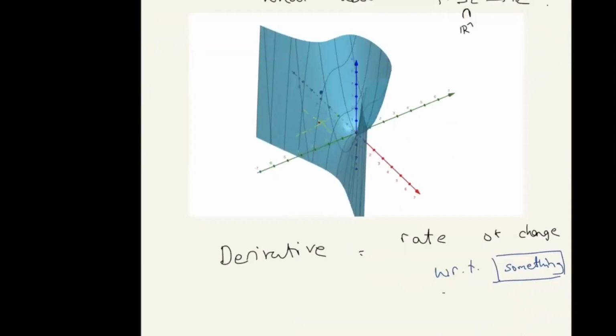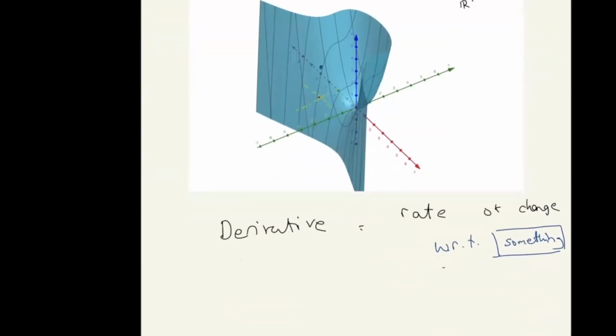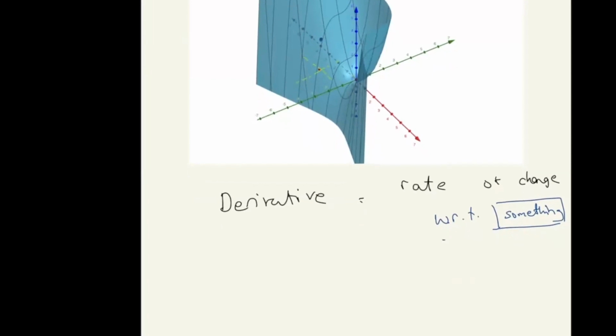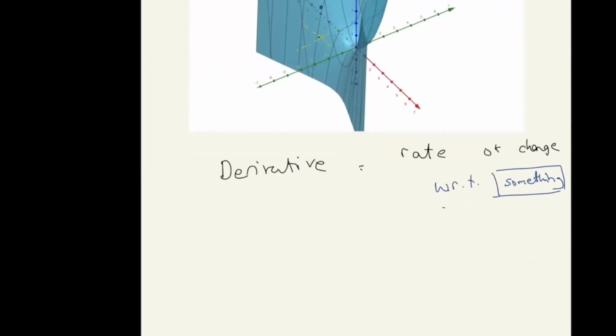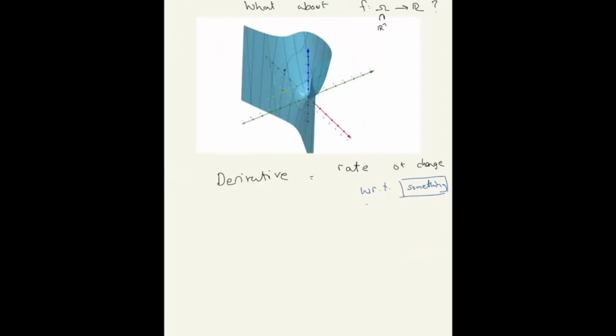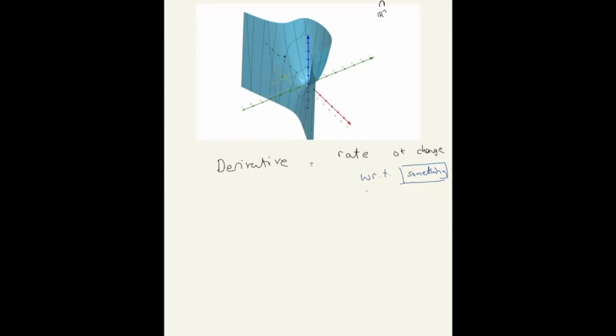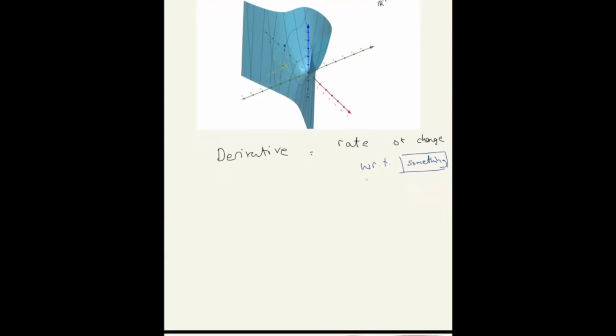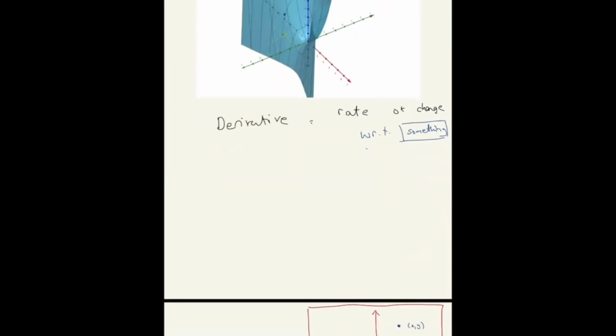So that's the new thing that you get from multivariables, and that's why we have to think about how we are approaching. So a derivative is then a rate of change with respect to something, either the x or the y or some third direction. Any questions so far?